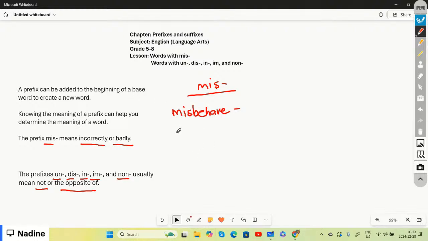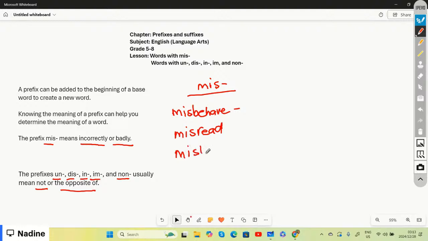Let's look at another word, misread. If you misread a word, then we can either say that you read incorrectly or you read wrongly, because you misread, let's say, a few words, like you skipped a few words, or the spelling of the few words was wrong. So misread is like saying that you read wrongly or incorrectly.